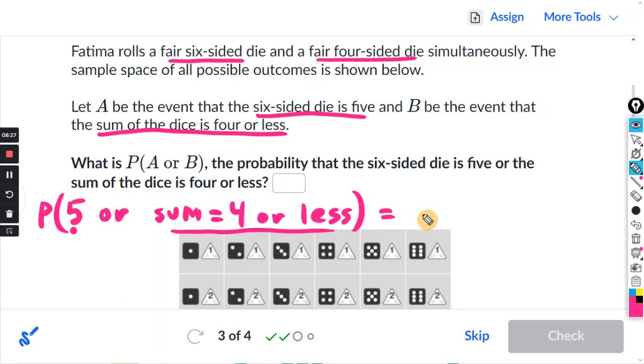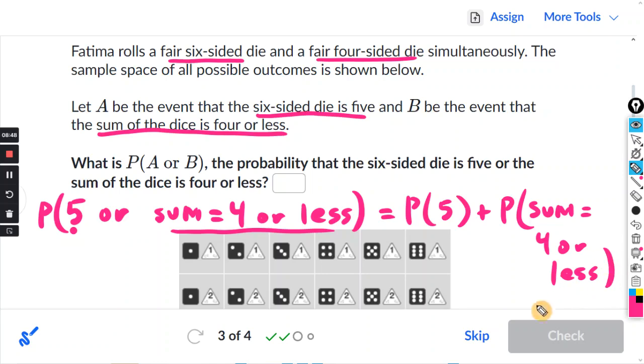So first we want to find the probability that it's 5. Then we want to add the probability that the sum is 4 or less. Okay, and then we want to subtract the probability of both. All right, that's from the formula. I'm going to have to erase this for now and look at the outcomes here. But first, it's probability of 5, probability of sum of 4 or less, and then the probability of both. All right, let's check it out.